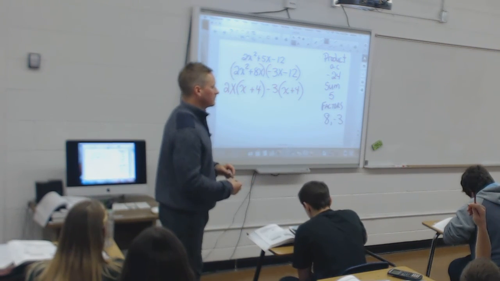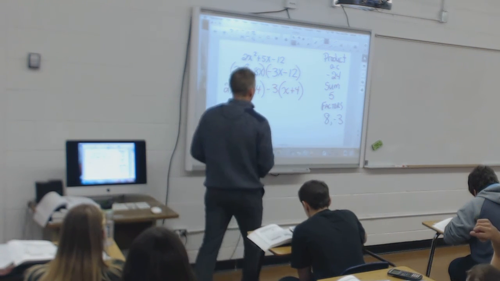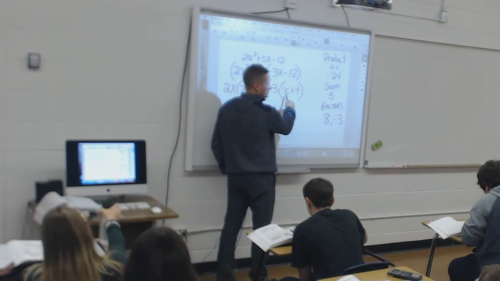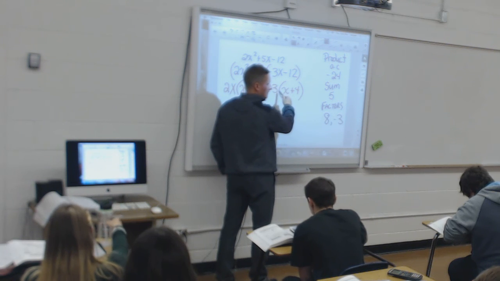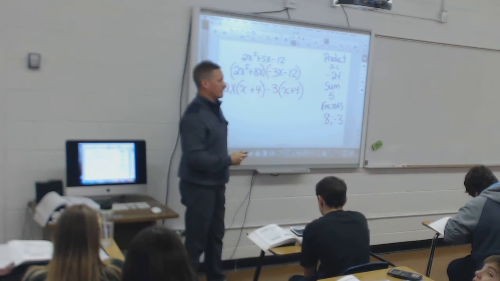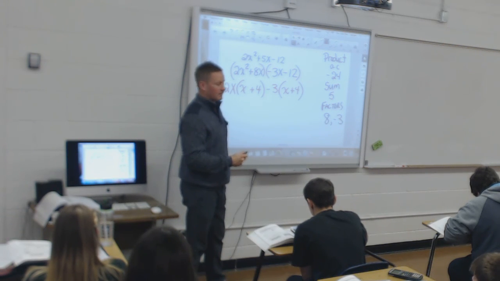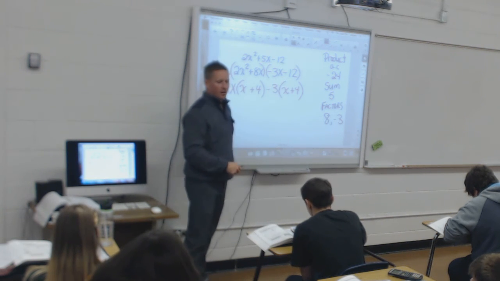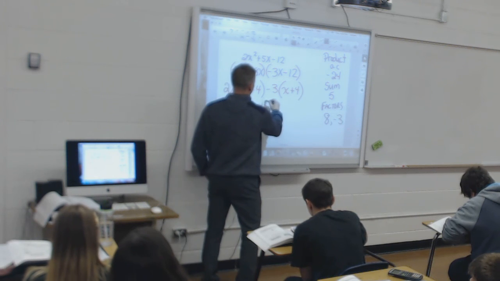Wouldn't there be a 3x? No. Negative 3 times x is what? Negative 3x. If I put another x here, then it'll be x squared. And then negative 12. Exactly. Okay, Brock. What's common between the two, Brock? X plus 4. Okay, so I put my x plus 4 in a bracket here.